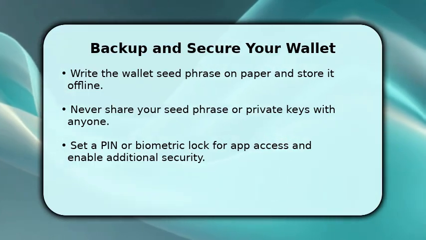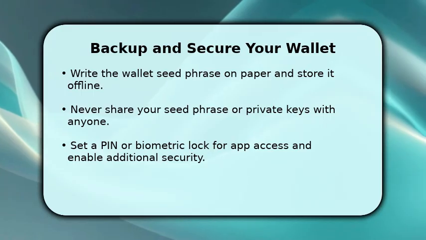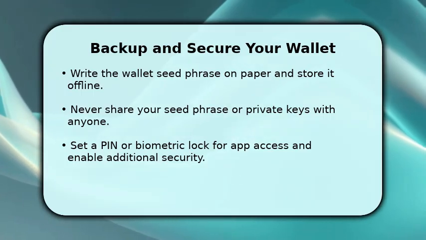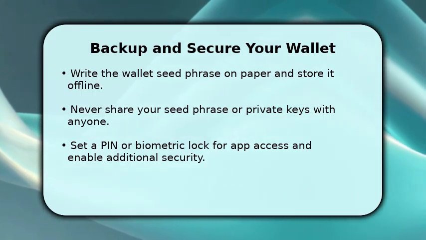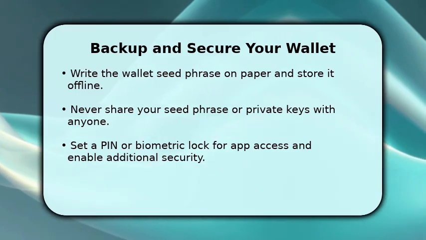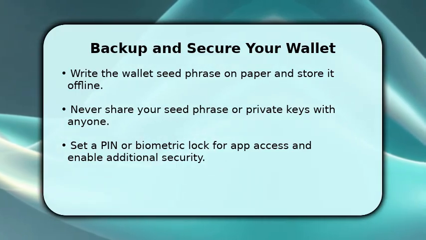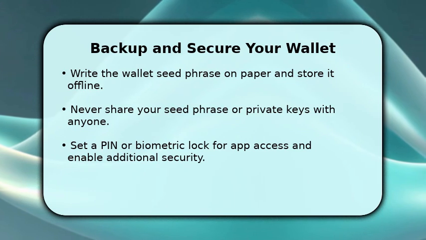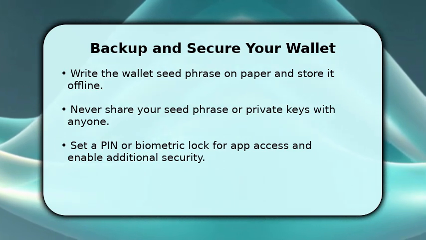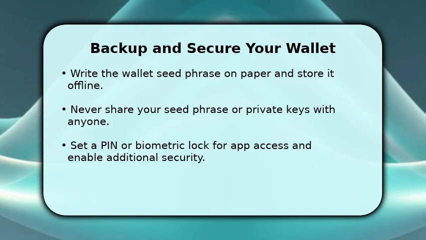In your wallet settings, enable PIN, biometric, or passcode locks for app access. Consider enabling extra security features like transaction whitelists if the wallet supports them. Before receiving TRC20 UST, fund the wallet with a small amount of TRX for network fees.